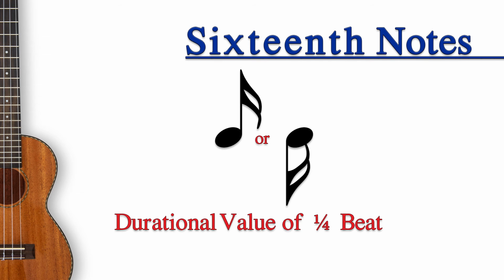The last durational value that we're going to look at in this video is the 16th note. Splitting each eighth note into 2 equal parts, the resulting quarter beat durational value of each note is called a 16th note. 16th notes have a solid note head, a stem, and a double flag. The stems and flags obey the established rules when placed on the staff.